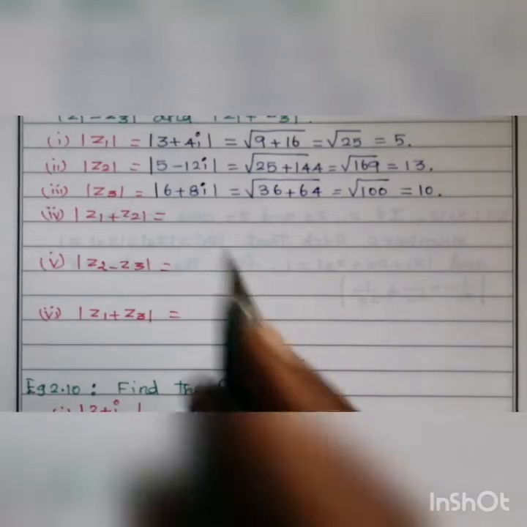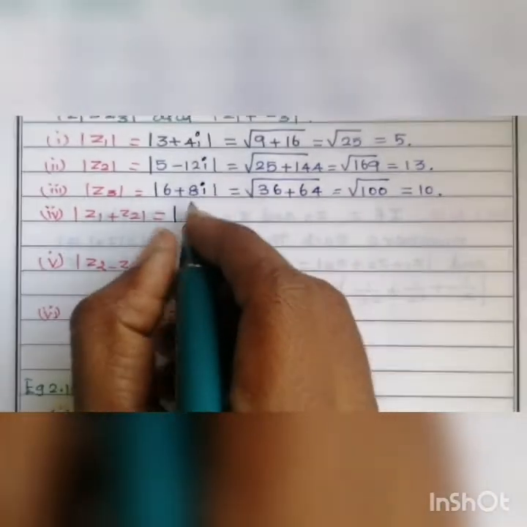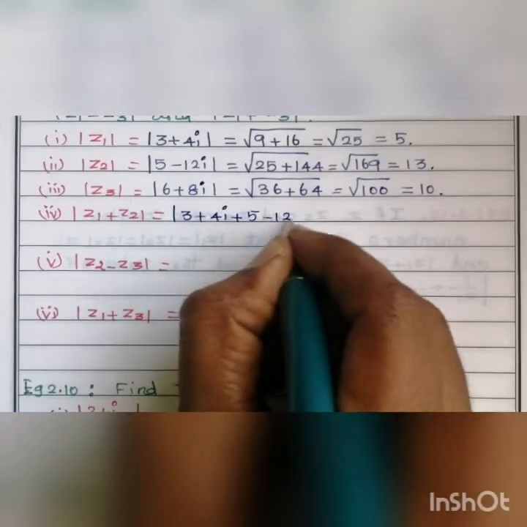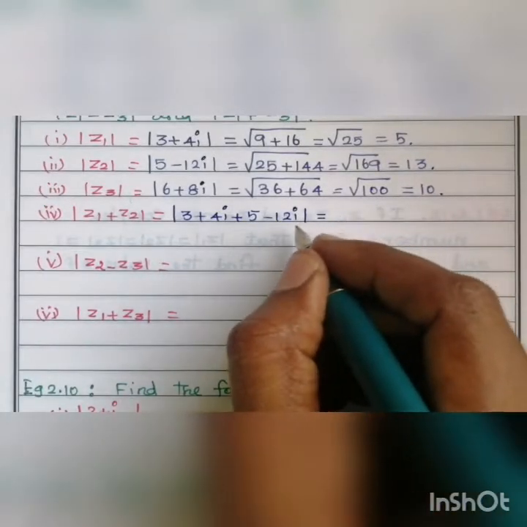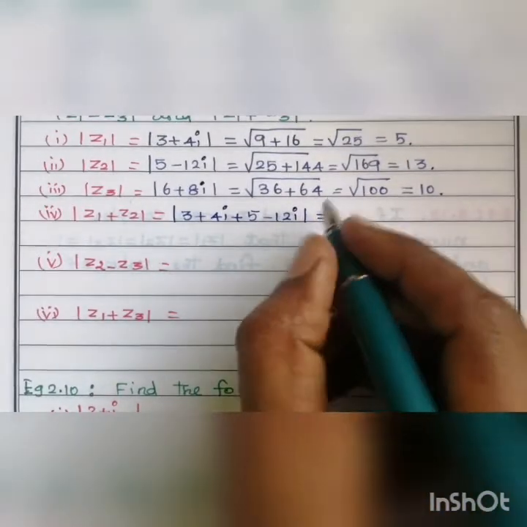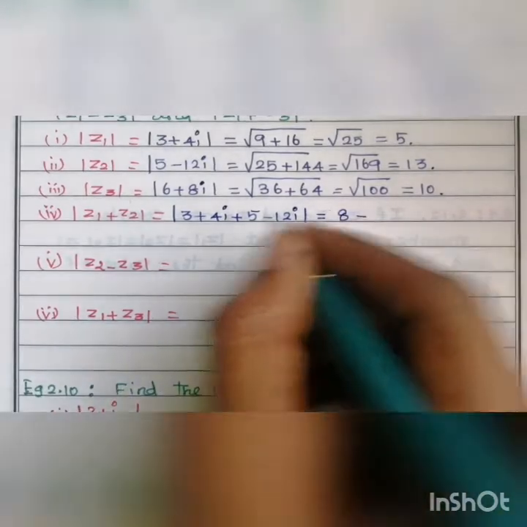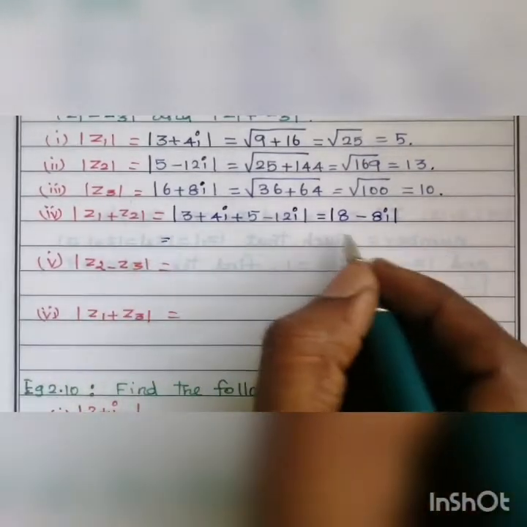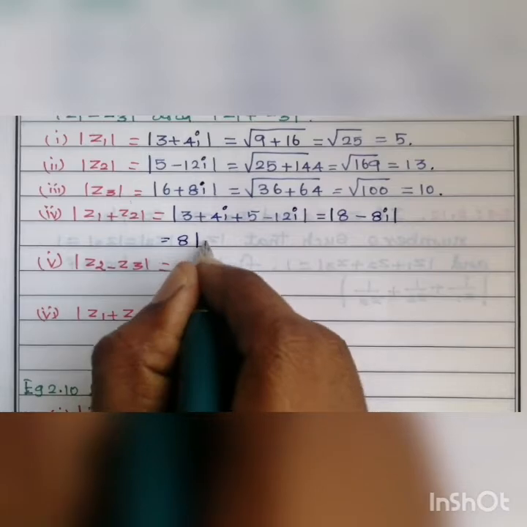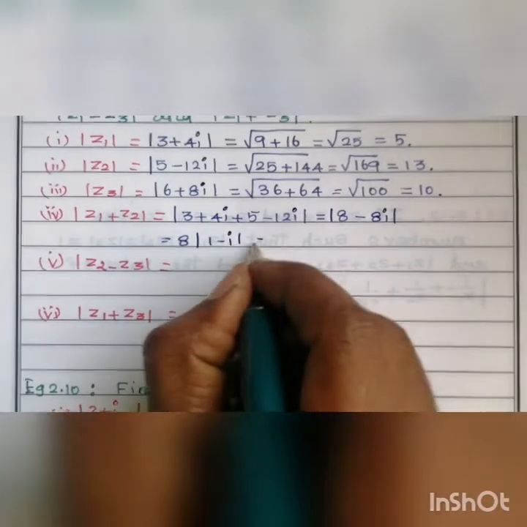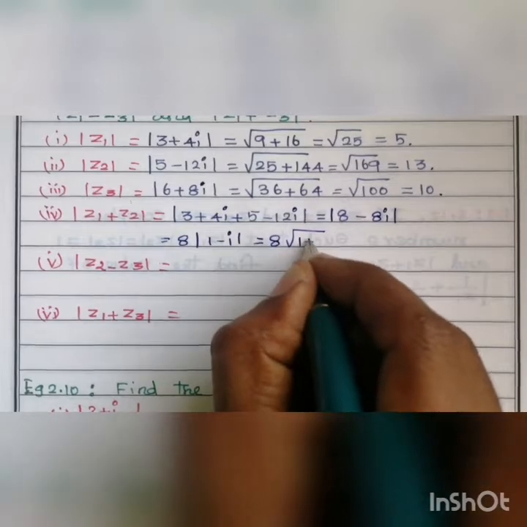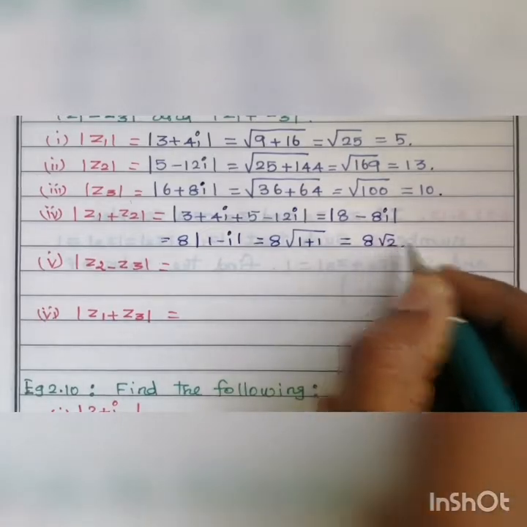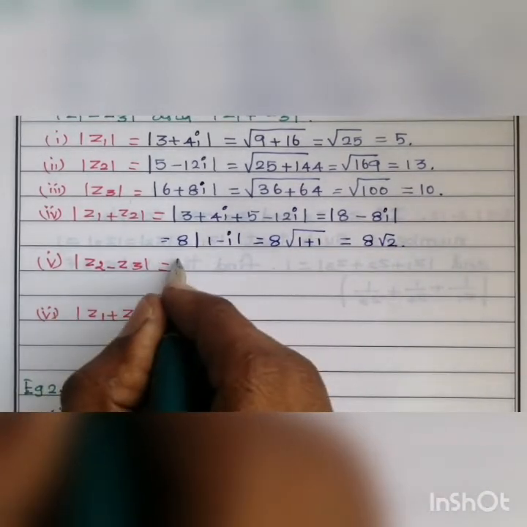Okay, then the next one, modulus of z1 plus z2. Here z1 is 3 plus 4i, plus z2 is 5 minus 12i. So first we simplify these terms: real part plus real part is 8, imaginary part 4i minus 12i is minus 8i, so modulus of 8 minus 8i. Here 8 is a common factor, take it out, 8 into 1 minus i, that is equal to 8 into square root of real part the whole square plus imaginary part the whole square, that is equal to 8 root 2.